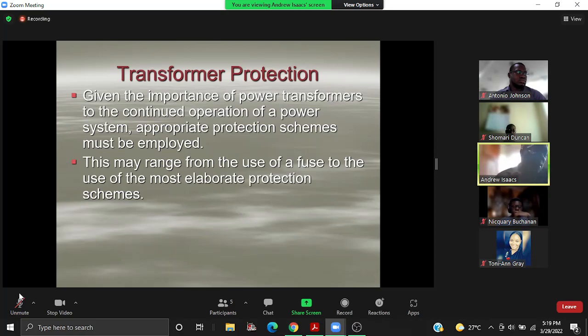The transformer is an electromagnetic device, and therefore it relies on the flow of current for its magnetism. So when you have a power outage, the question is: is there enough magnetism remaining in the core of the transformer? Those things we have to look at, because one of the standard forms of protection that is applied to your transformer is differential protection.